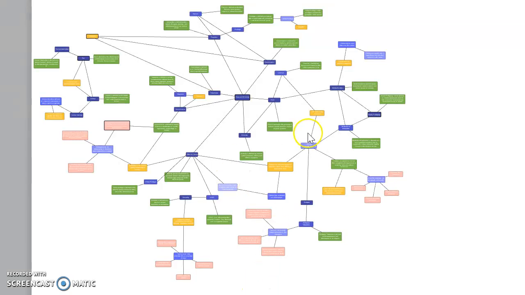Hey everyone, so I'm Bryn and this is my concept map. I'm going to talk about this pretty quickly because I only have 5 minutes and there's a lot going on here, as you can see.